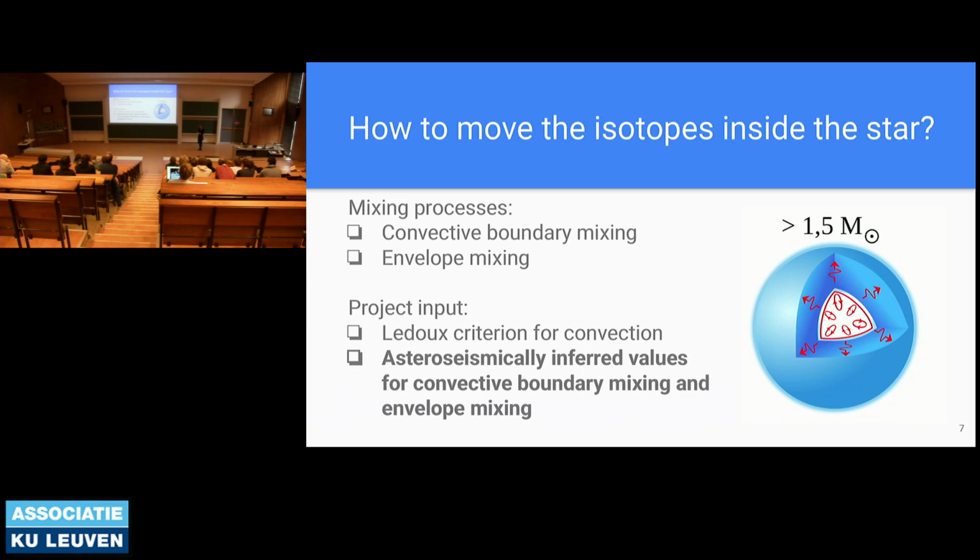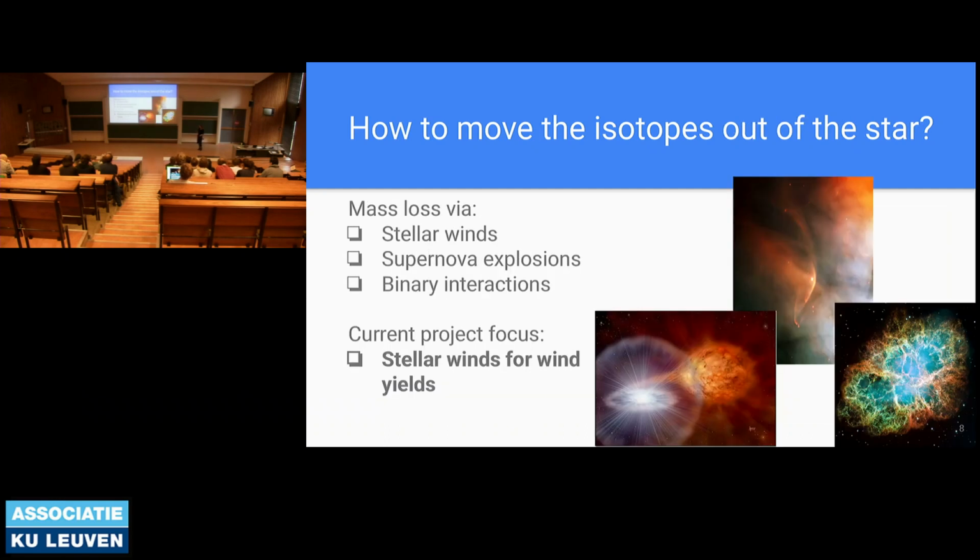And for the project, we use the Ledoux criterion for convection, it doesn't matter that much, it makes a small difference compared to Schwarzschild. But most importantly, here we use asteroseismically inferred values for the convective boundary mixing and the envelope mixing. So we want to see what this does. Is this different from what stellar evolution theory has taught us up to now? And the last part is how do we move the isotopes out of the star? And this is mass loss, which can be stellar winds, which can be supernova explosions, which can be binary interactions.